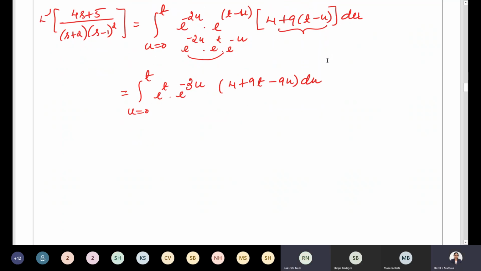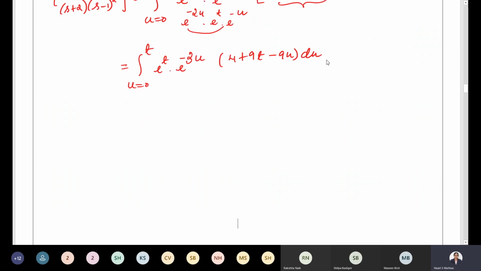Yes, ma'am. Okay, now let's find the integral value of this. So what do we get on integration? This is with respect to u. So what do we get after this step here? That is nothing but you can take e power t outside, and you can use the product rule or Bernoulli's rule according to that. This is the algebraic term taken to be first, and this is the exponential term, taken as the second term. So what do we do according to Bernoulli's formula? First term, that is 4 plus 9t minus 9u, keep it as it is. Integrate the second term. So integration of e power minus 3u will be e power minus 3u by minus 3.